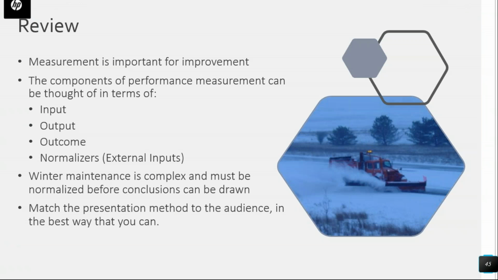So in a quick review, hopefully you've learned that measurement is really important for improvement. It can really help streamline getting to the bottom of what makes a good change or not. Components of your measurement program can be thought in terms of your inputs, your outputs, your outcomes, and your normalizers or external inputs. And when you get all your information together, you have to be very careful to make sure you get your normalizers in there before you draw your conclusions.